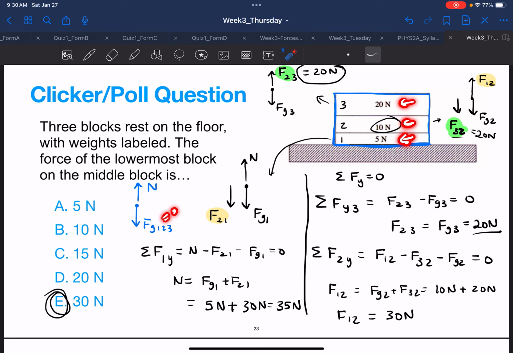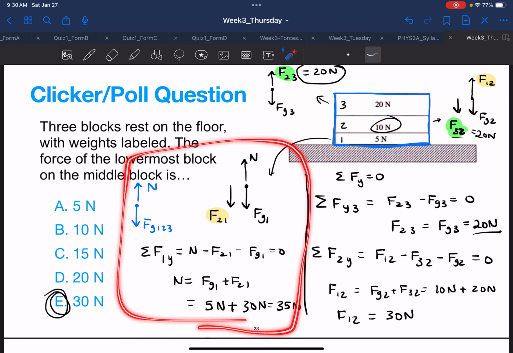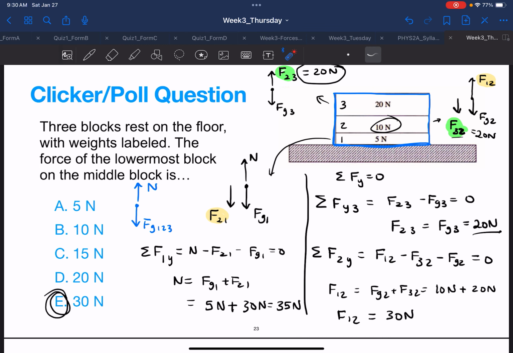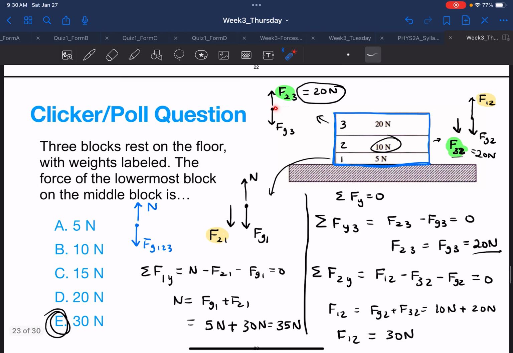Well, that tells us if this is 35 and this is in equilibrium, the normal force would also be 35 newtons. That's great because when we solve for the normal force by treating them individually, we also got 35 newtons. So you can do this last part as a sanity check, just to make sure that you've done the sum of the forces on the 3 individual blocks correctly.